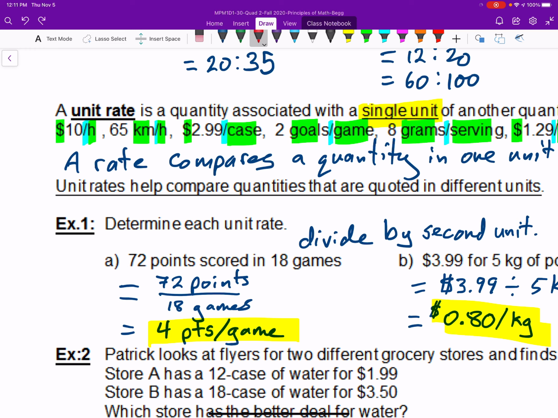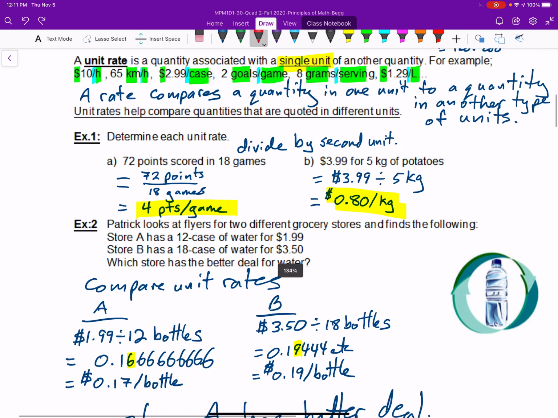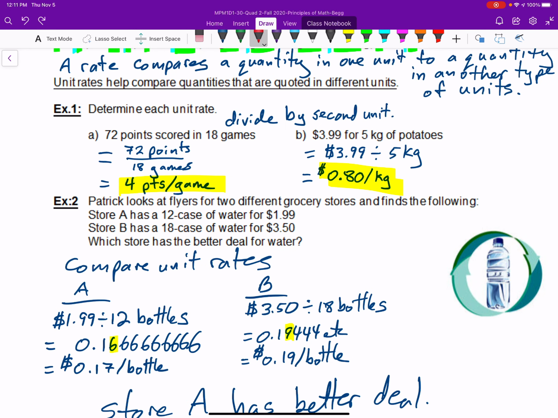So a unit rate, that number involved with a unit rate, lets us know how much of the first unit goes with one of the second unit. So determine the unit rate in each case. If someone happens to score 72 points over 18 games, then we can divide 72 by 18 and we get 4 points per game. And notice how the units work themselves out. 72 points divided by 18 games reduces to 4, and it's points per game.